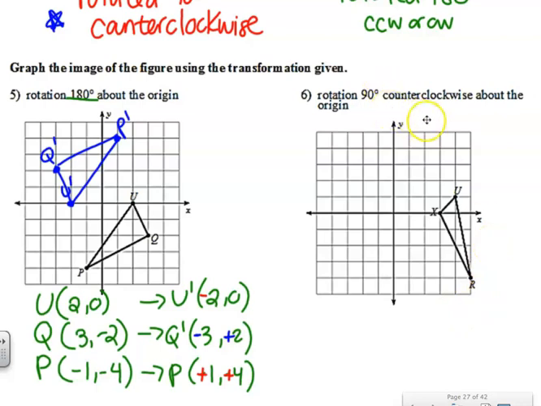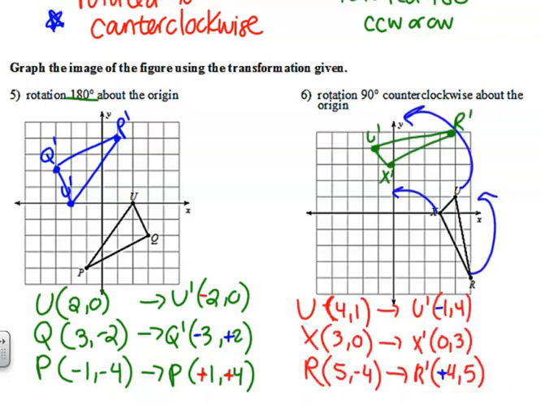Go ahead and try number 6 on your own. Rotation 90 counterclockwise. What I got for the graph of U, X, and R. Now let me talk about what I got.